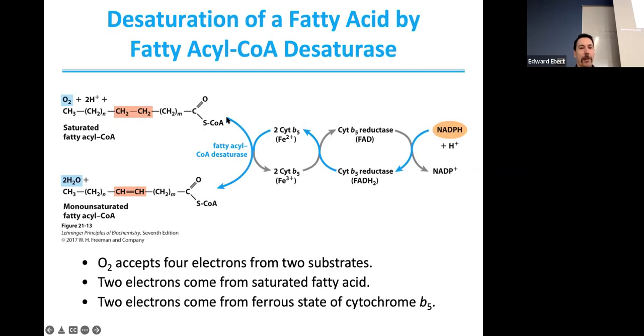How does this work? Just like we saw with the electron transport chain, we have a whole lot of electrons moving through a cycle here. Our NADPH donates electrons to the reductase, to the cytochrome b5, and this is going to give us the reducing power. We'll basically have this elimination of water, so this is a dehydration reaction to make this alkene. Two of the electrons come from the saturated fatty acid, and 2 of them from our NADPH, ultimately directly from the ferrous cytochrome b5.